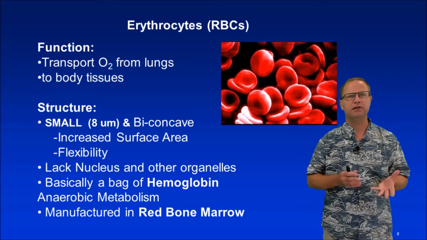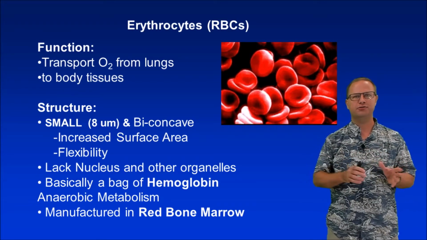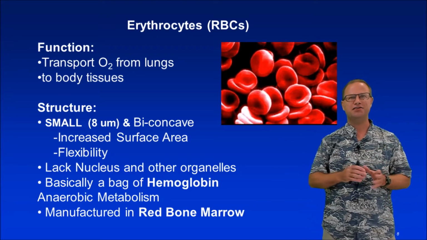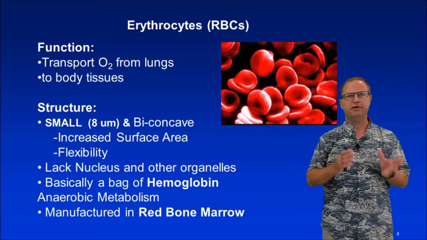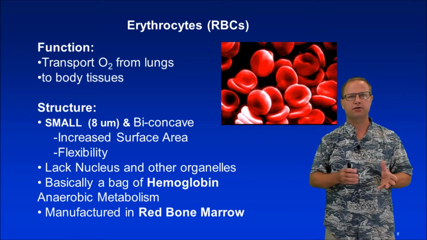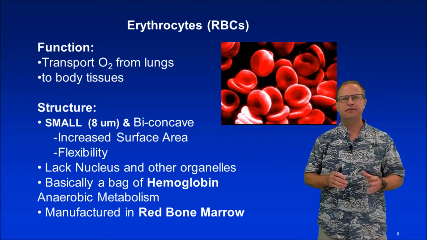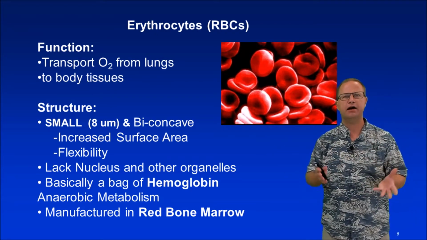Erythrocytes are our red blood cells, and remember their number one function was to transport oxygen from the lungs to the body tissues. Now, red blood cells are really weird cells. They're very, very small, around 7 or 8 microns. They're biconcave, they look like Cheerios to me, and they don't have any organelles. They don't have a nucleus, they don't have mitochondria or anything like that.